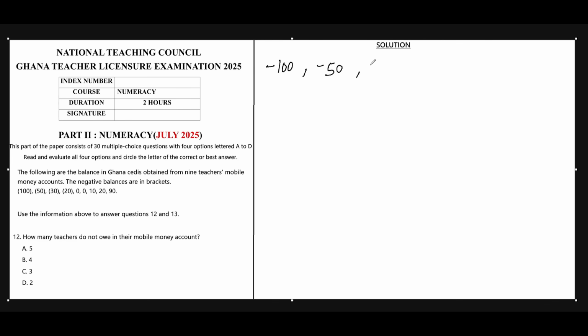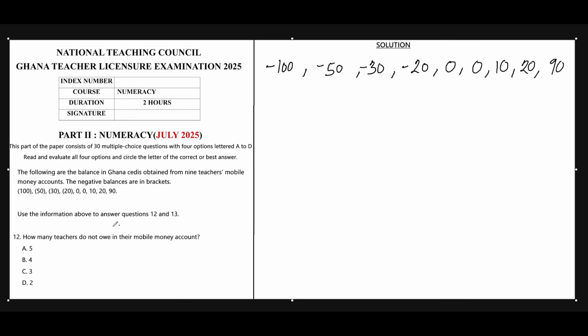The third person owes 30 cedis, negative. The fourth person owes 20 cedis, negative. So the next person does not owe, the next person does not owe, the next person has 10 cedis to his credit, the next 20 cedis, and then the last person has 90 cedis in their respective mobile money accounts.